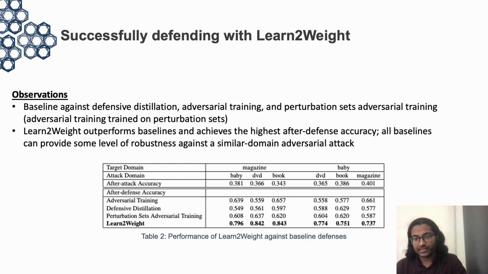We evaluate our defense against various settings and configurations. Primarily, we find that Learn2Weight can outperform other baselines and ablations and achieve the highest after-defense accuracy. Though it performs the best, for our new attack setting, we also find that our baselines, including defensive distillation, adversarial training, and perturbation sets adversarial training, can all provide some level of robustness against a similar domain adversarial attack.